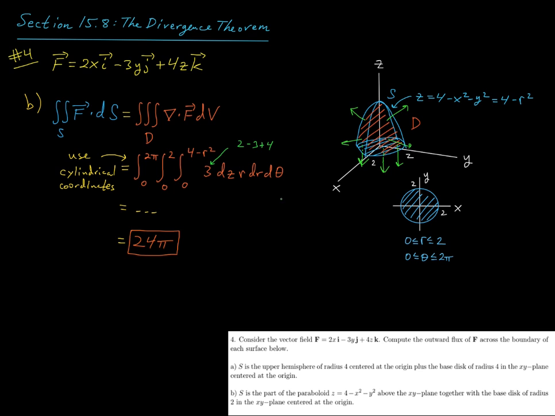Both of these examples also again illustrate some of the computational power of using the divergence theorem. I mean, again, the surface integral here is not impossible, but it would be pretty tedious. You'd have to compute the surface integral over this paraboloid, and we'd have to use a parameterization for that. And then you'd also have to compute the surface integral over this base disk. Okay, so while doable, certainly quite a bit more tedious than what we're doing here.